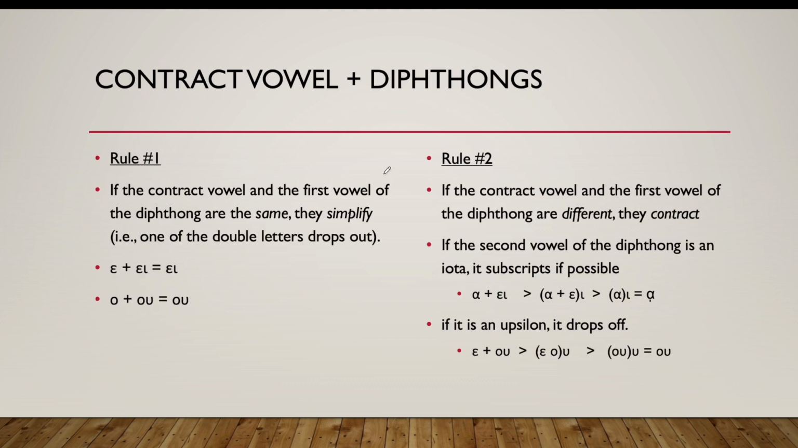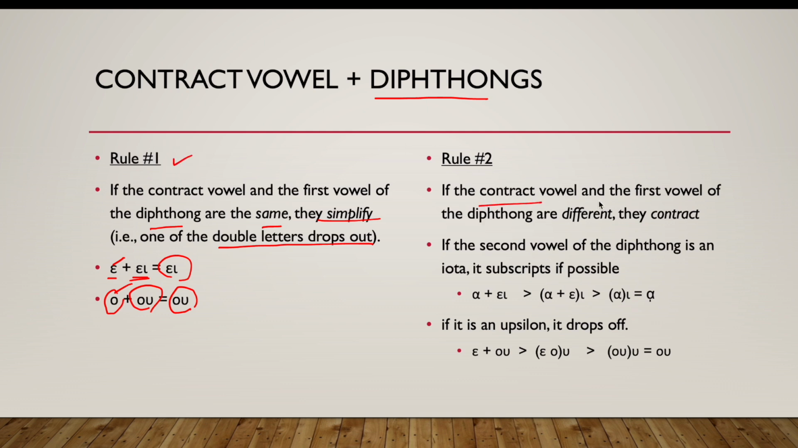Let's say you encounter a diphthong. If the contract vowel and the first vowel of the diphthong are the same, they simplify. Okay, that is, the double letter drops out. So let's say you have an epsilon and this is the diphthong. That epsilon drops and you get epsilon iota. Let's say you get an omicron plus an omicron upsilon. That omicron drops out and you just get the ου. So that's the first rule.